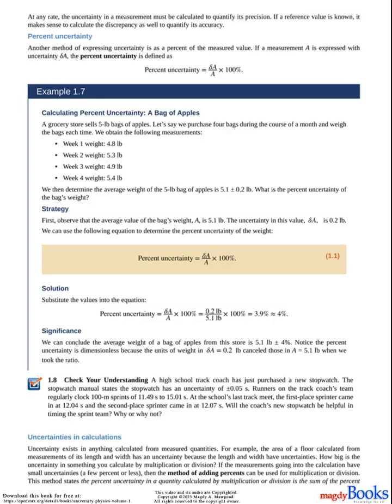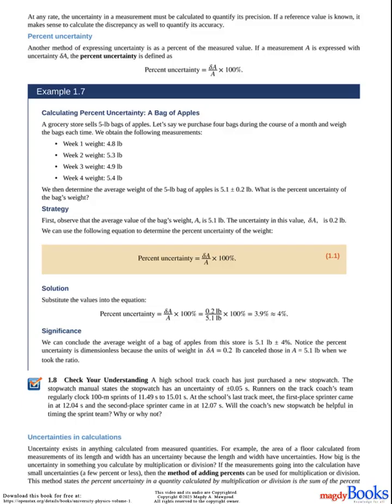A. Percent uncertainty. Another method of expressing uncertainty is as a percent of the measured value. If a measurement A is expressed with uncertainty delta A, the percent uncertainty is defined as percent uncertainty equals delta A over A multiplied by 100%. Example 1.7. Calculating percent uncertainty.